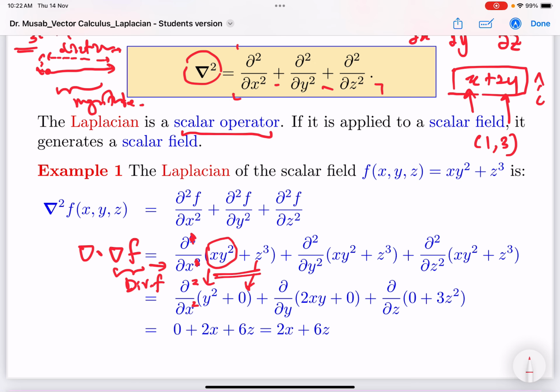Maksudnya saya tulis kat sini sebab I'm going to differentiate another one, second part, first part, and then that is second part, secondary derivative. But in mathematical writing it is not correct. I mean, it's not according to the scheme or the discipline.